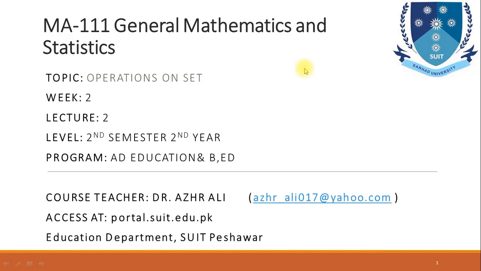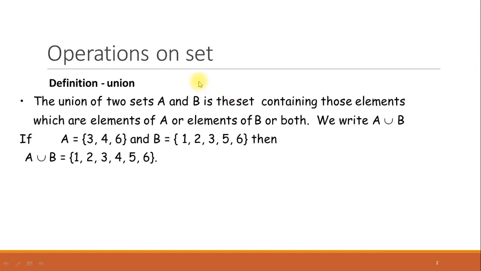The next topic for today is operations on sets, and this is the second lecture of the second week. The first operation is union. What is the union of two sets? The union of two sets A and B is the set containing those elements which are elements of A or elements of B or both, and we write A union B.